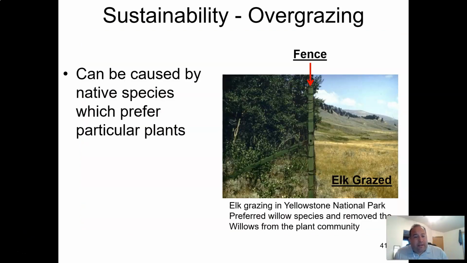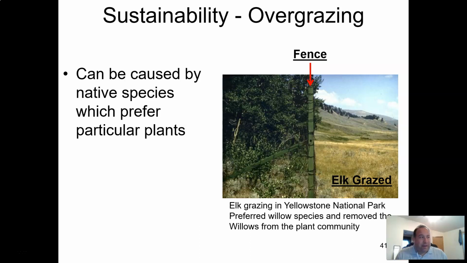With overgrazing, you don't want to think about it as saying, oh, it's just the cows or these domesticated animals that are causing the problem. Overgrazing is a problem that you can see with all sorts of different species. So this picture here on the right, there's a fence, and this is elk grazing in Yellowstone National Park. So elk, a natural, native species, typical of that area, but they love willows.